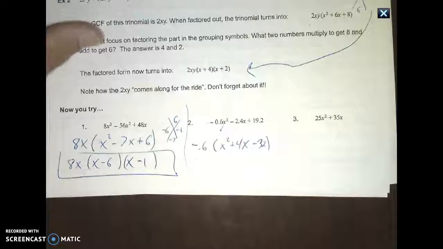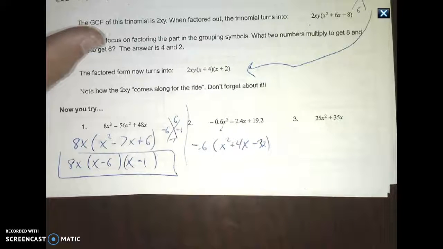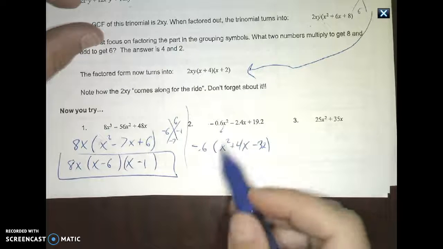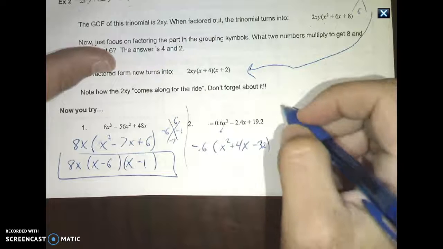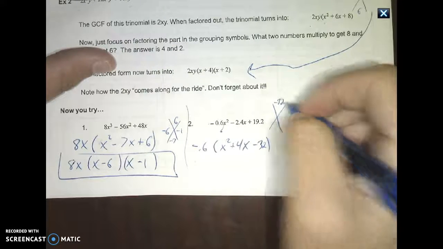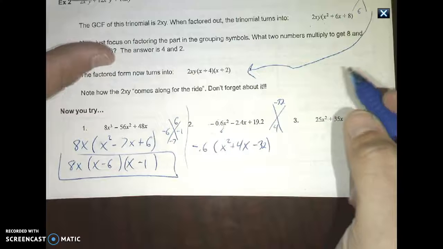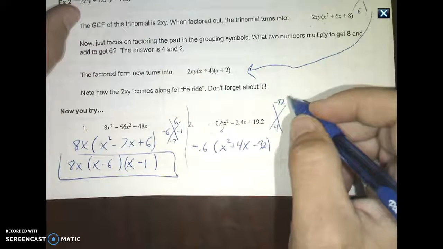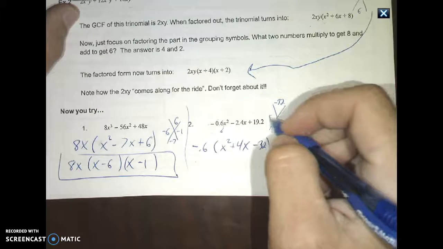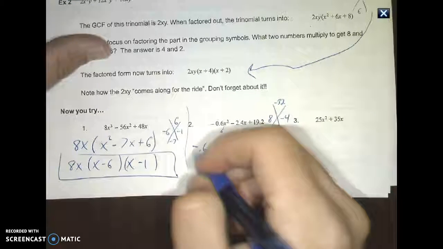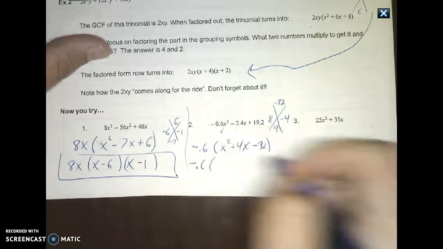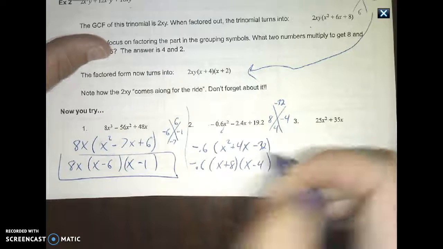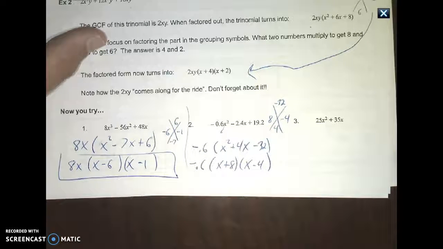For the sake of this class, moving forward, whatever number's out front for a trinomial, that's what you're looking for for your GCF. Negative 32 up top, 4 down low. What numbers multiply to give you negative 32, but add to 4? We're looking at positive 8, negative 4. Negative 0.6 chills out front. There we go. Looking good.